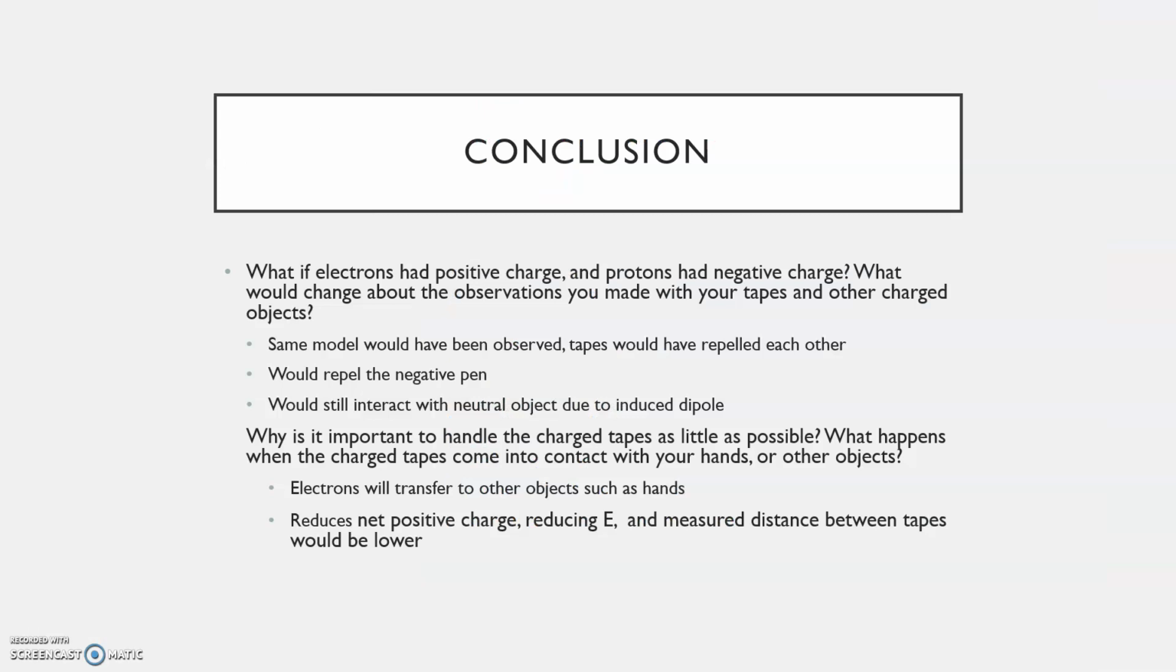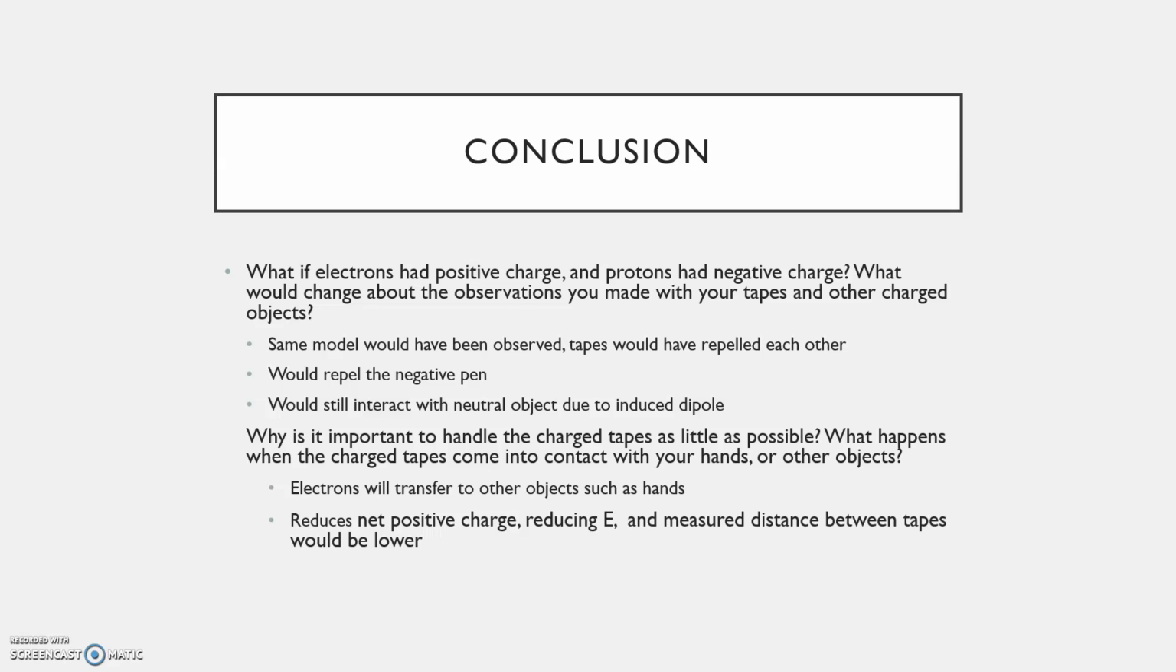If the electrons had a positive charge and the protons had a negative charge, the same model would be observed, as the tapes would repel each other since they have the same charge. However, because it's electron deficient, the protons would have a negative charge, the overall charge of the tapes would be negative, so they would repel the negative pen. They would still interact with the neutral object, as they would still create an induced dipole.